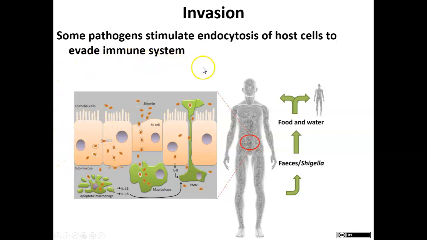Some pathogens stimulate endocytosis, so they bind, and this causes the cell to take them in via endocytosis, binding to those receptors. And sometimes that binding causes macrophages to actually take in the pathogen. And instead of the pathogen being degraded by the macrophage, the pathogen replicates in the macrophage and causes the macrophage to undergo apoptosis.